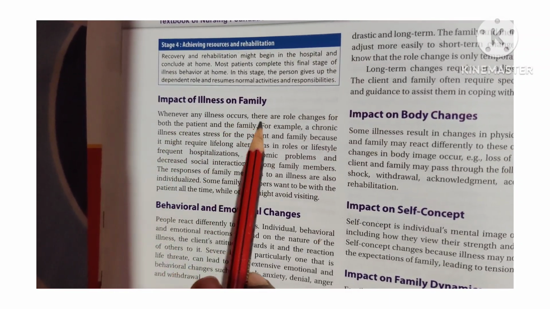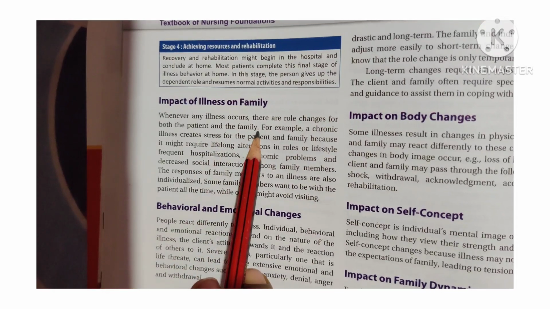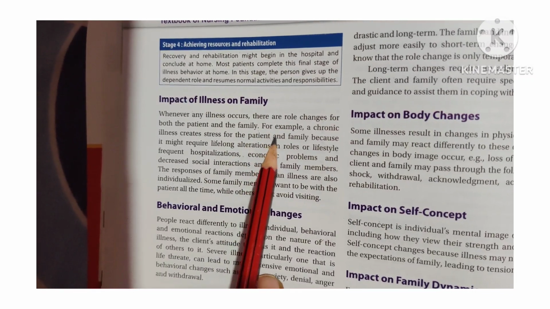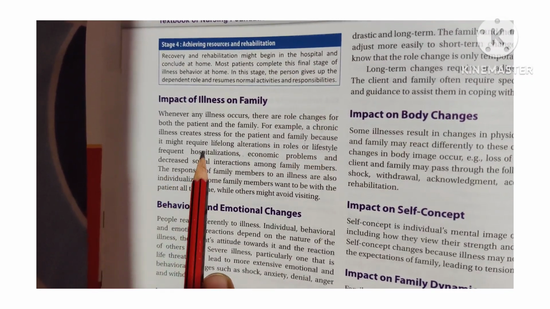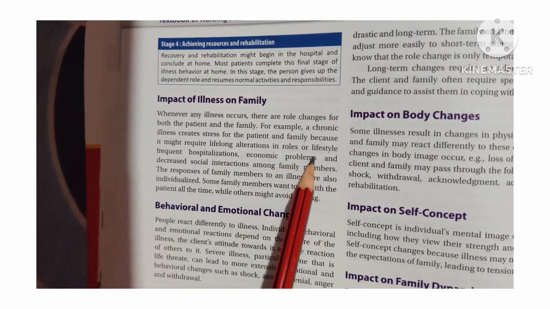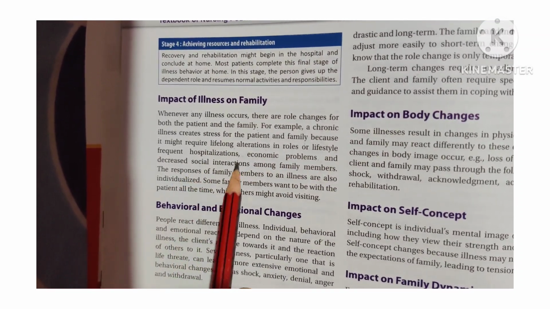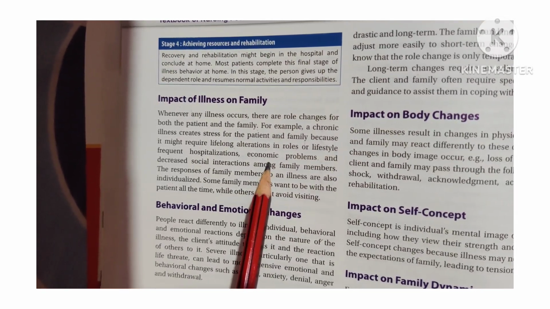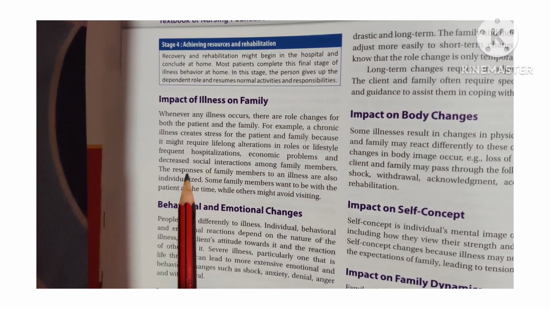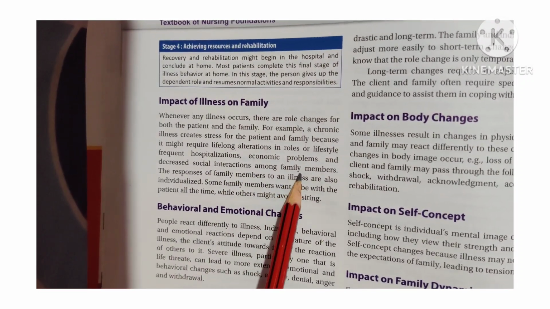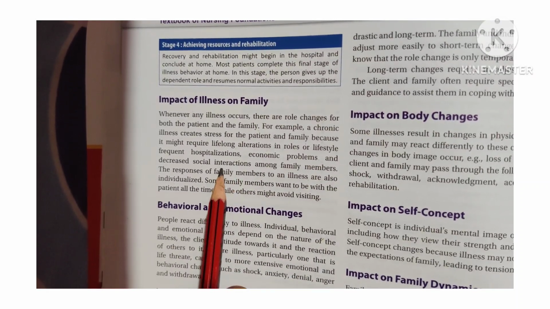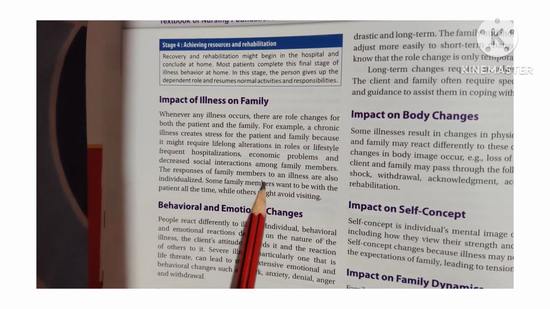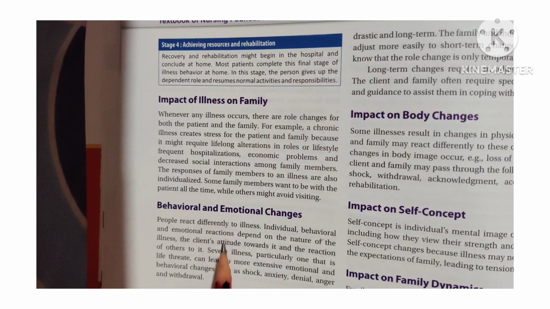Whenever any illness occurs, there are role changes for both the patient and the family. For example, a chronic illness creates stress not only for the patient but also for his family, because it might require lifelong alteration in roles or lifestyle modifications, frequent hospitalizations, and economic burden. Once we go to the hospital, the cost of healthcare becomes very, very high. So there are economic problems and decreased social interaction among family members. So the family members are also going to get what? Decreased interactions among family members.